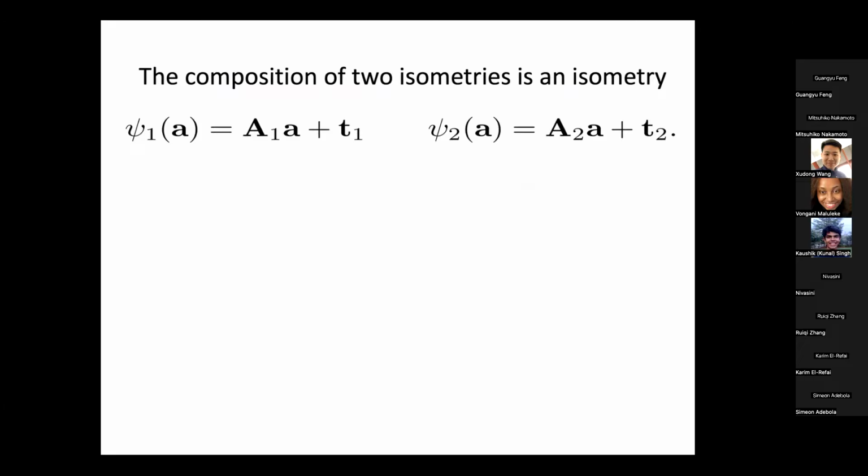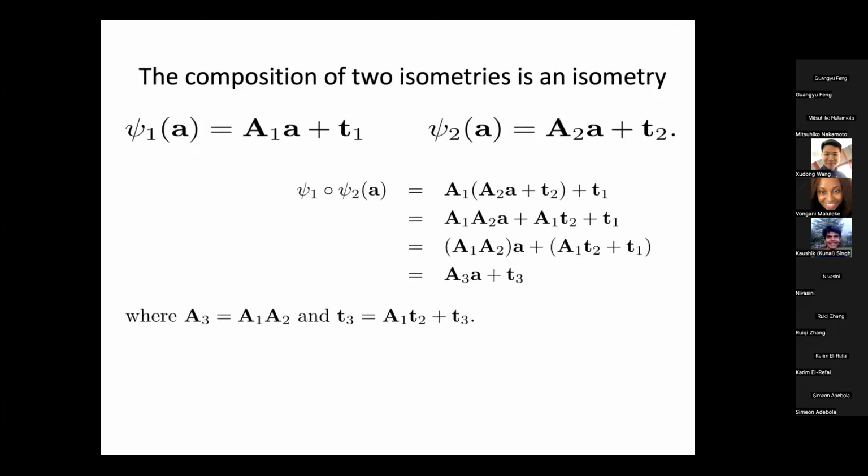Now I will run through some basic facts about isometries, which are kind of intuitive, which is the composition of two isometries is an isometry. So this is kind of straightforward, right? You just do some multiplication, and so there's a rotation matrix A and then a translation T, and you have two of these. So one is psi1, one is psi2. You compose them together, you'll get another isometry. I'm using the term isometry interchangeably with Euclidean motion, or rigid body movement. They're all the same.